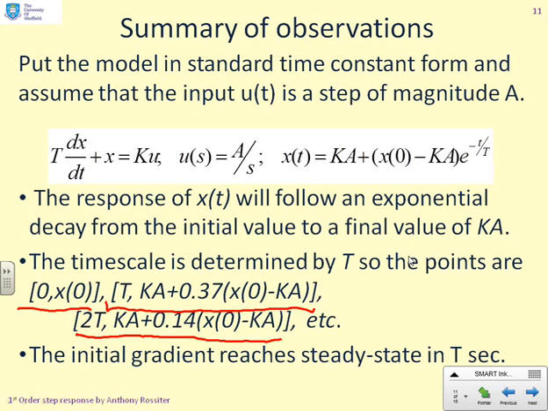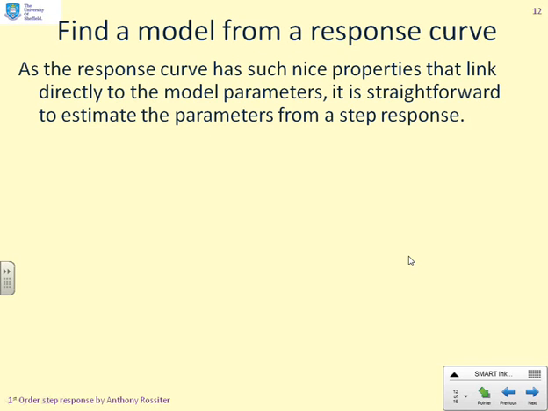The other observation, just to tune things up a bit, is the initial gradient reaches steady state in capital T seconds. Alright, a few simple slides to finish off. What we've done is we've gone from the differential equation to a sketch, but actually, as was pointed out in the previous video, you can go the other way around. If you've got the response curve, then you can very quickly estimate the parameters of the underlying model, that is the time constant and the gain.